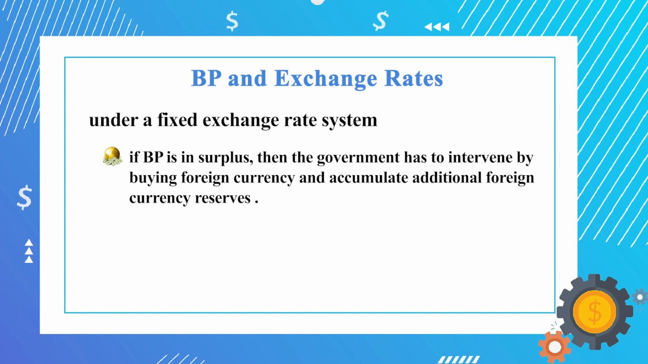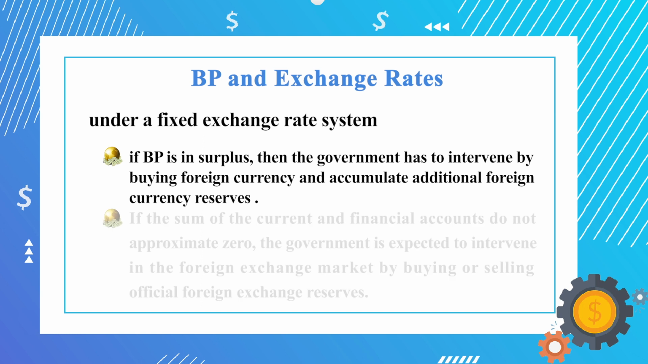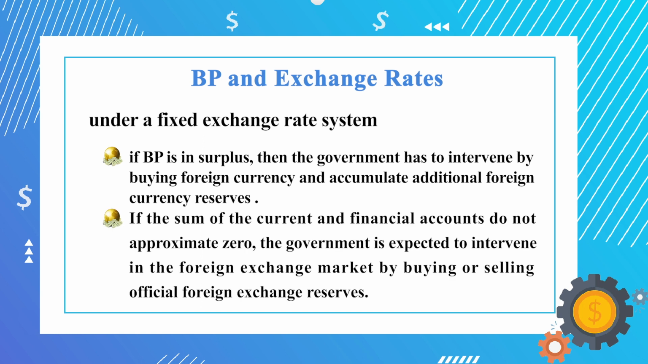If under a fixed exchange rate system, the government has to intervene by buying foreign currency and accumulate additional foreign currency reserves in the official reserve account, because the government bears the responsibility to ensure that the BP is near zero. If the sum of the current and financial account does not approximate zero, the government is expected to intervene in the foreign exchange market by buying or selling official foreign exchange reserves.